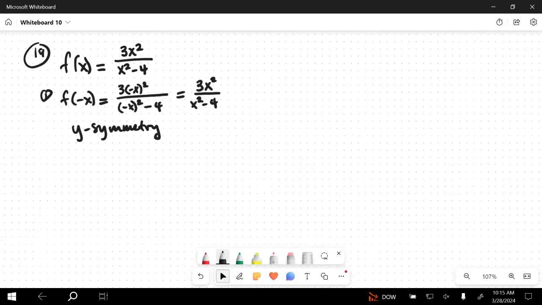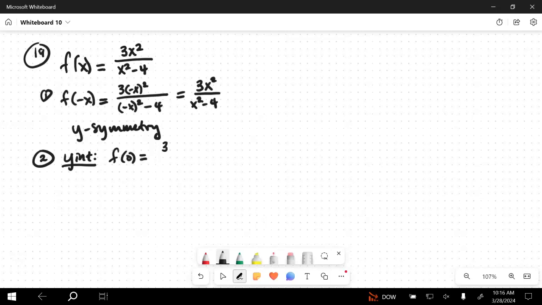Step number 2, I'm reading the sheet, it says, find the y-intercept if there is one. So I label by evaluating f at 0. After plugging 0 into the original function, I'm going to end up with 0 over -4, which will get me a 0.